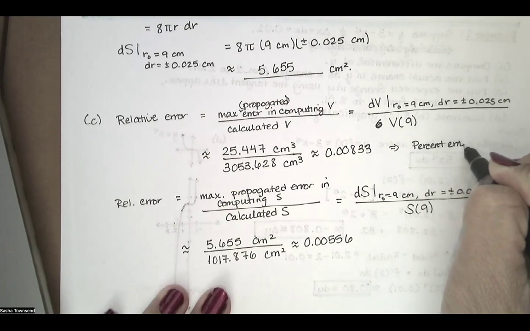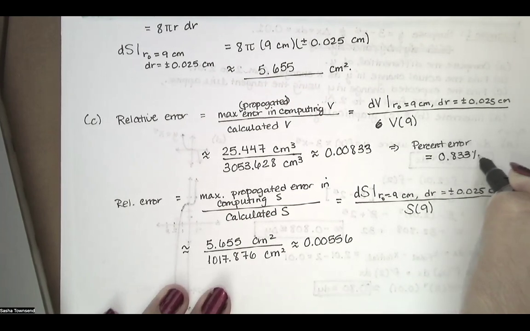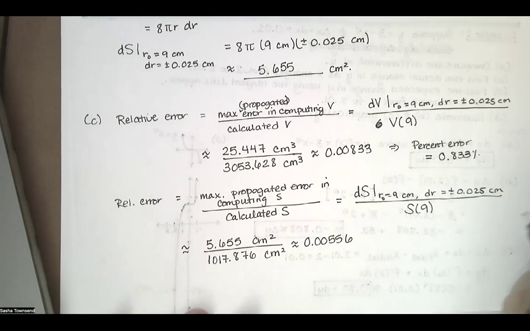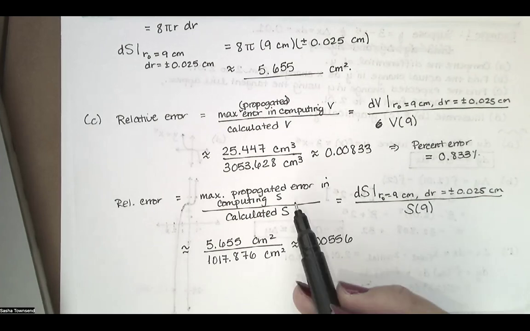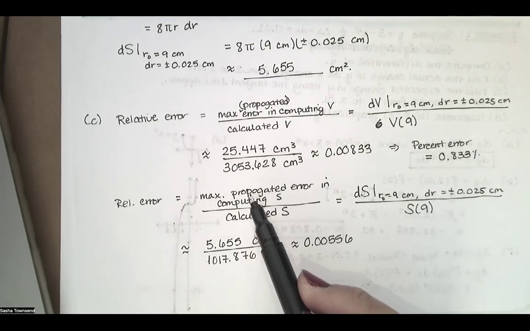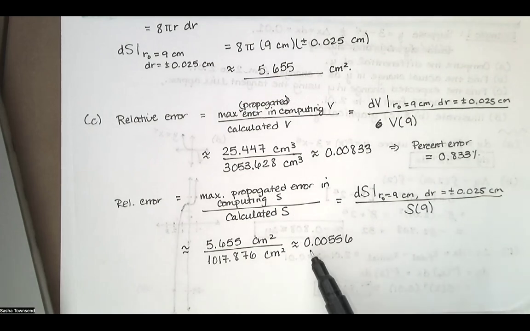So just move the decimal twice. So 0.833%. So that percent error is pretty small. So this is the relative error, using that propagated error for the surface area. And it's 0.00556. So we're saying that if we're off by 5.655 centimeters squared, and the total surface area is 1,017.876 centimeters squared, that's not very much compared to this.